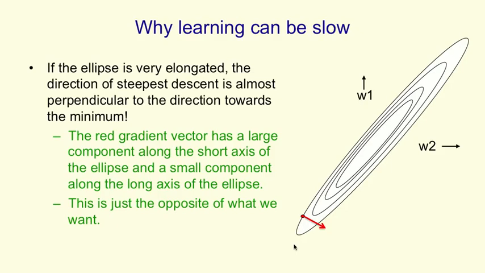We'd like to get a gradient that was small across the ravine and big along the ravine, but that's not what we get. And so simple steepest descent, in which you change each weight in proportion to a learning rate times its error derivative, is going to have great difficulty with very elongated error surfaces like the one shown in the picture.